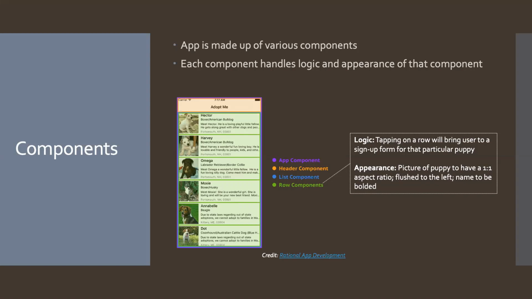So for instance, in the row component, the logic in this case might be tapping on a row will bring the user to a sign-up form to adopt that puppy. And the appearance in this case is that you can see that the photo of the dogs are in 1-to-1 aspect ratio, flush to the left, and the name is bolded. So really, when you build each of these components, you are looking at how each component looks and how it interacts with the data flow.